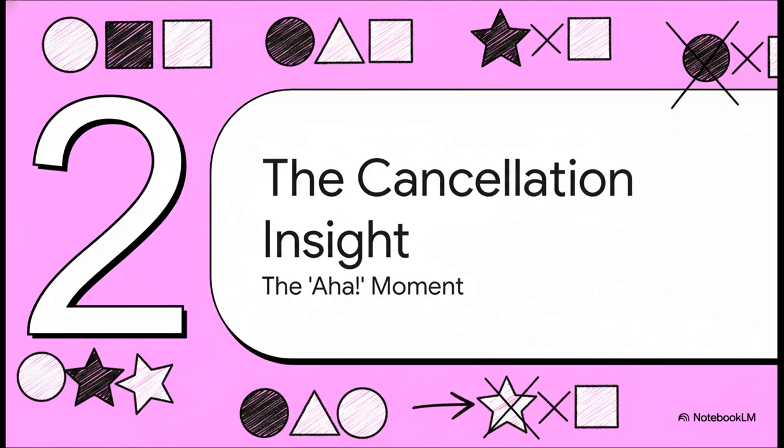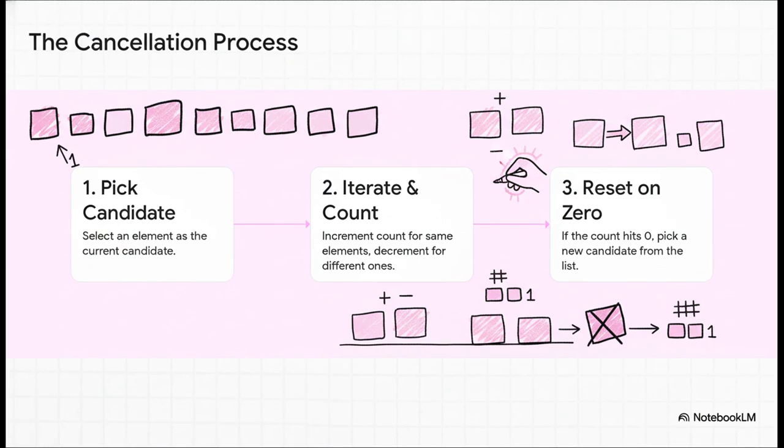And this brings us to the core idea behind this algorithm. This really is the aha moment. It's all based on a really simple but incredibly powerful idea: cancellation. Think of it like this. You grab the first element you see and call it your candidate, and you start a counter at 1. Then you just walk through the rest of the list. If you see that same element again, you bump the counter up. If you see a different element, you knock the counter down by 1. And here's the trick. If that counter ever hits 0, you just completely forget your old candidate and pick the very next element you see as your new one.